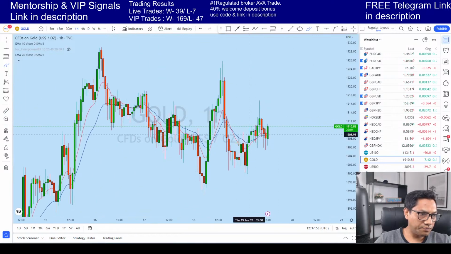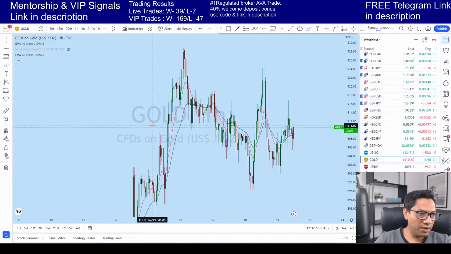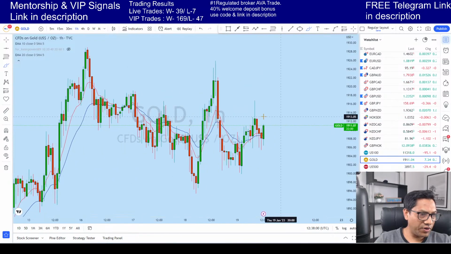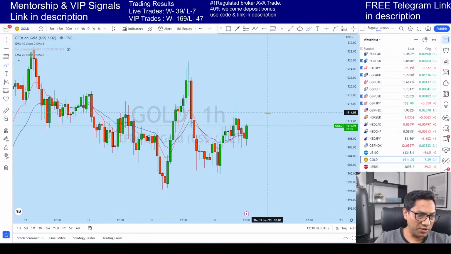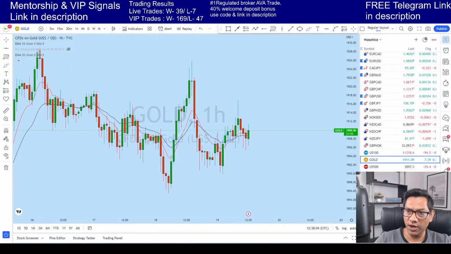We see that the gold market, mainly on the lower time frame, is sideways, but slowly creating a series of higher lows and a little bit of bullish momentum. So let me know in the chat, guys, what's your thought and which pair you are trading.